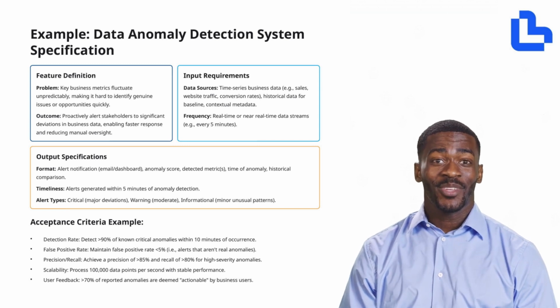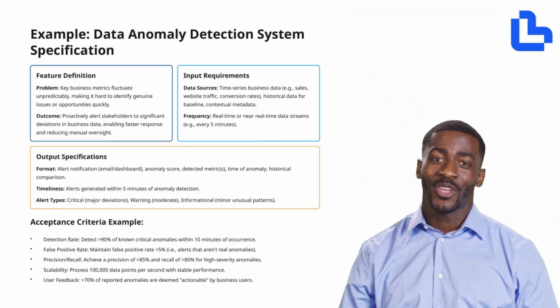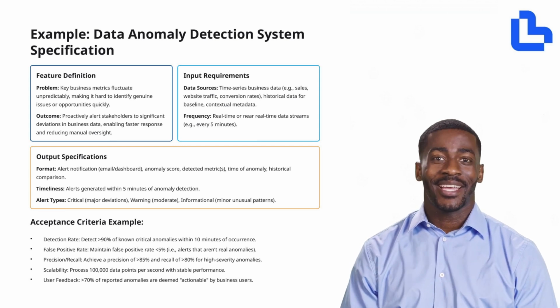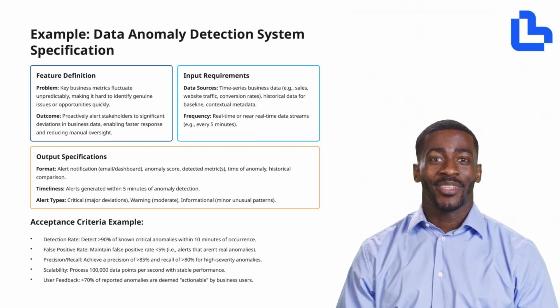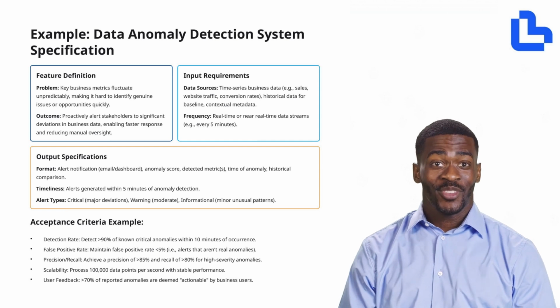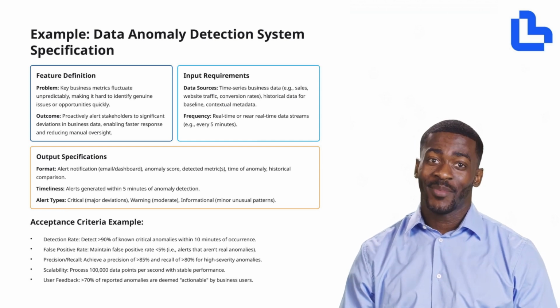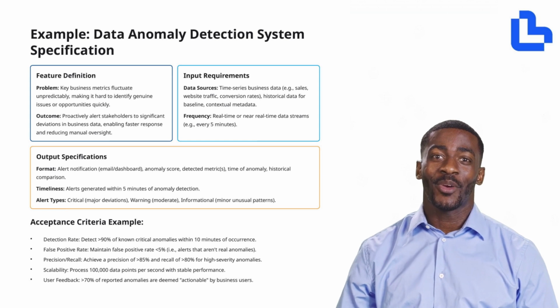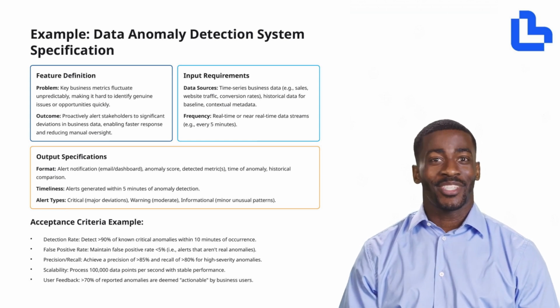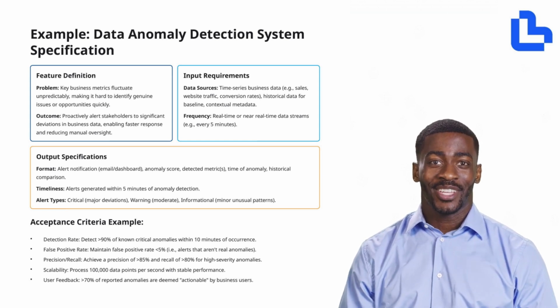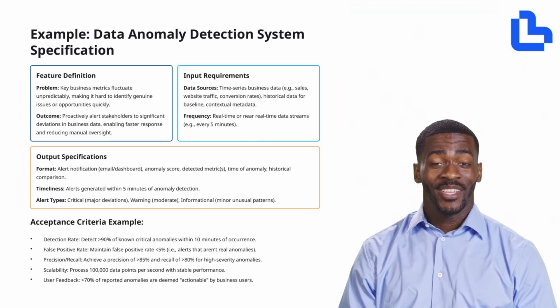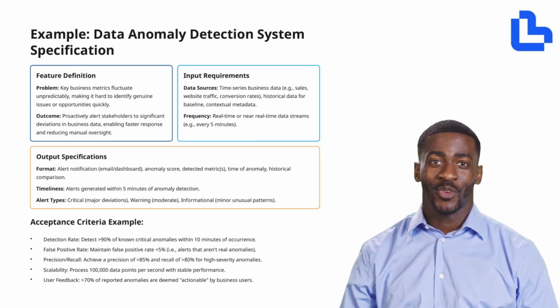The problem we're solving is that teams often miss early warning signs in complex datasets, leading to delayed responses to performance issues, fraud, or system failures. The desired outcome? Automatically detect anomalies in real time across key business metrics, reducing time to awareness by 60% and enabling faster, data-driven interventions. Next, we define the input requirements.